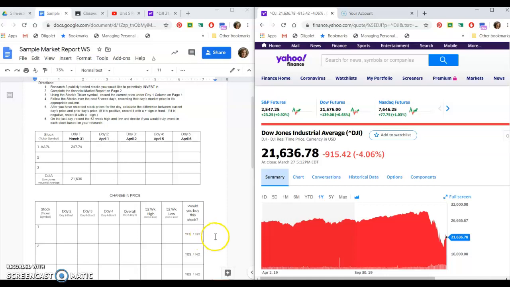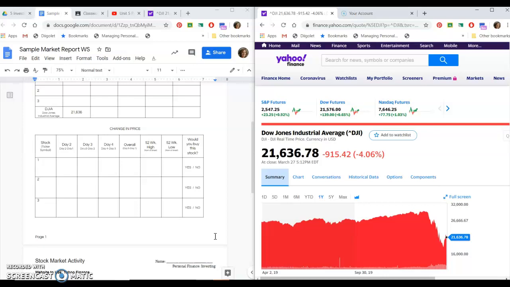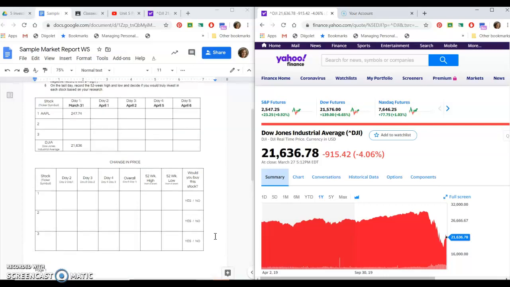Hopefully this will help you track your stocks over the next 5 days and answer any questions that you might have about the stock market report.